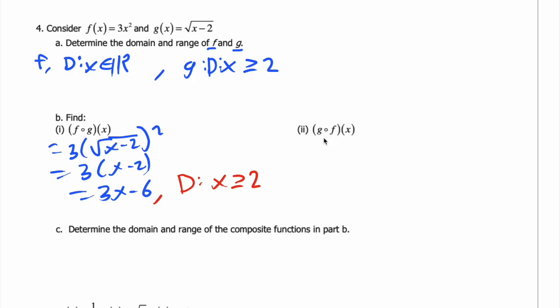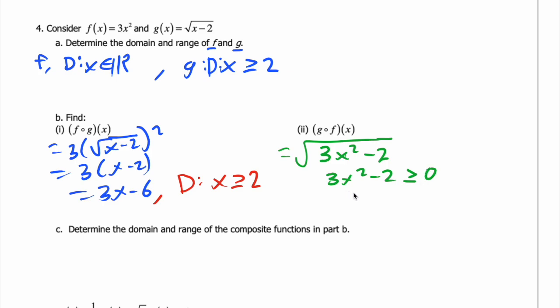And this one is the other way around. f goes into this one, so you got 3x squared minus 2. So there's no problem with f. You can substitute whatever x value you want into f. But here you cannot have a negative value under the square root sign. So that means 3x squared minus 2 is greater than or equal to 0.